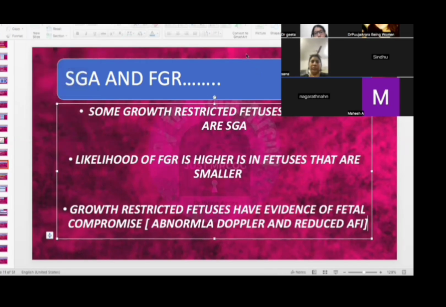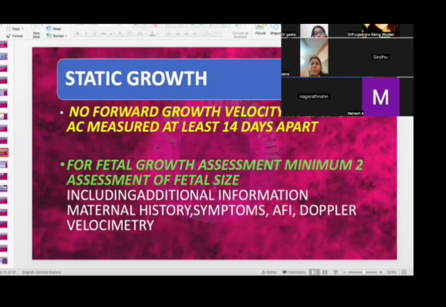Now we are going to discuss what risk factors are responsible for SGA or FGR, when you take any history. One more thing, static growth, which we have already discussed: if we take 2 scans 14 days apart and there is no forward growth velocity, it means there is no fall as well. We have read one more criterion, that is falling 50 centile. That is not static growth, that is a fall. Static growth means there is no forward growth velocity in estimated fetal weight or abdominal circumference when we measure 14 days apart.